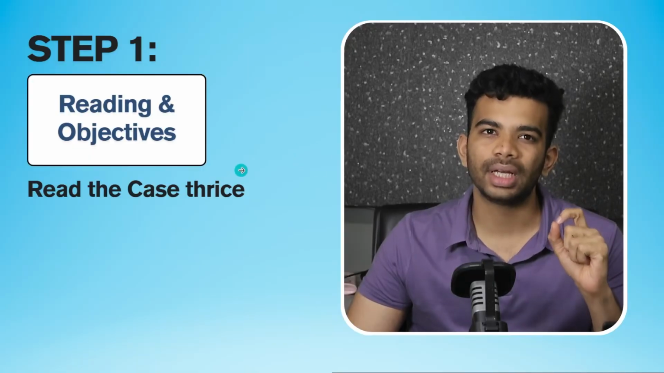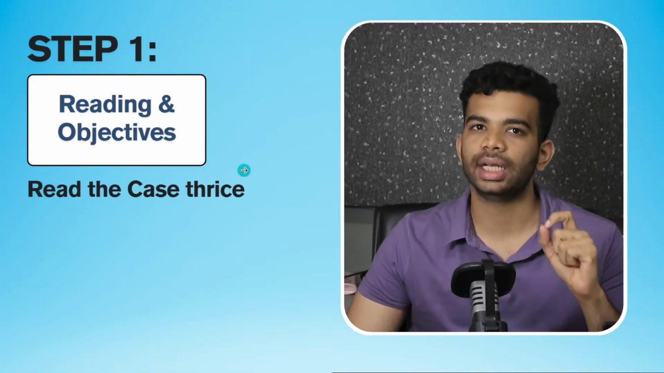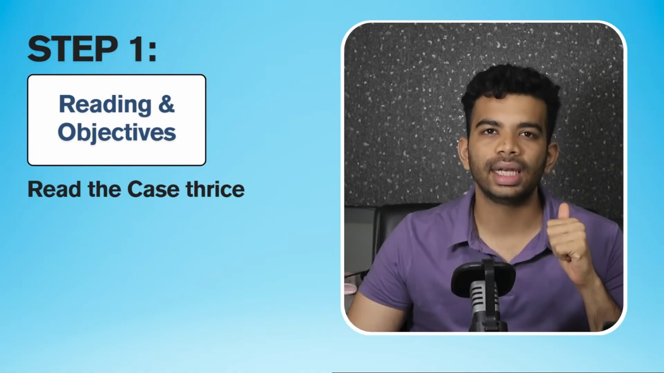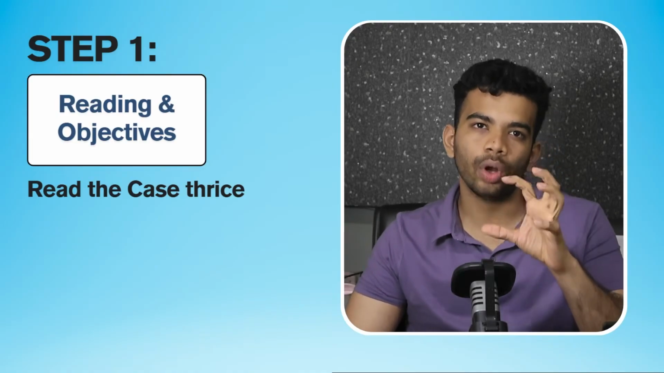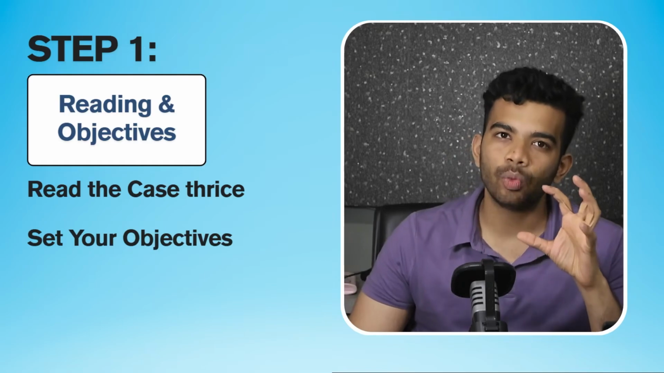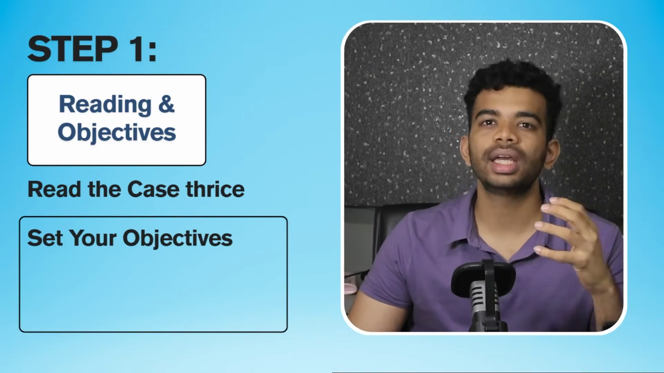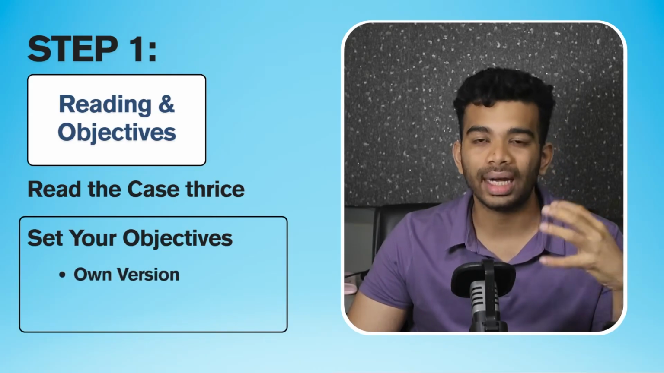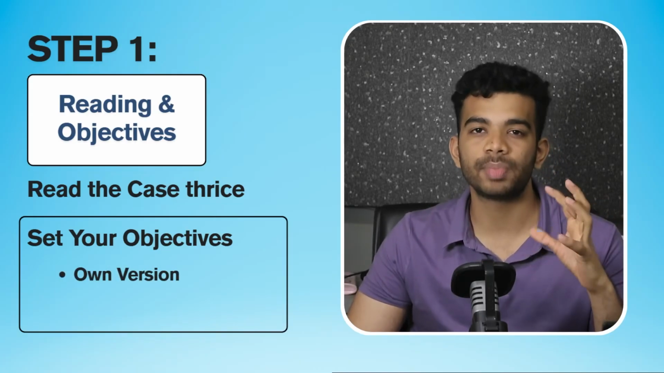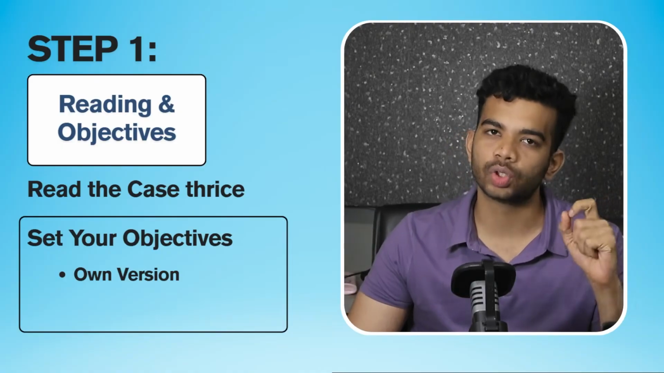So, in the first step, here are 3 main points I need you to follow. The first thing is, I need you to define your own version of the objectives. Meaning, what is it that not just the case wants you to solve, but also what are the hidden sub problems or hidden objectives that your team specifically is going to target. So, that is the first point.